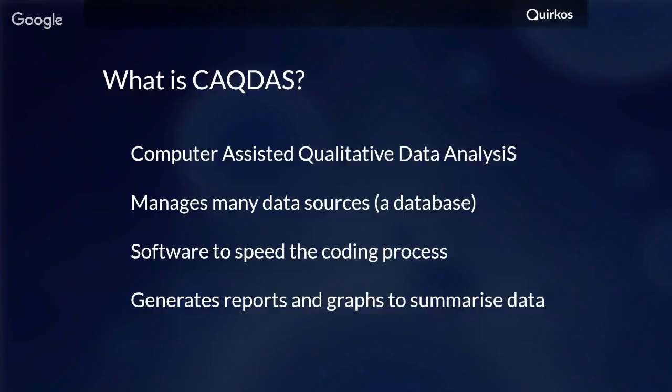Now, this coding process is basically a process of deciding which themes or nodes, or in the case of Quirkos, quirks, are particular topics of interest to your qualitative research question, and then finding sections of text in the data which support your particular topic, which are relevant to your particular topic.